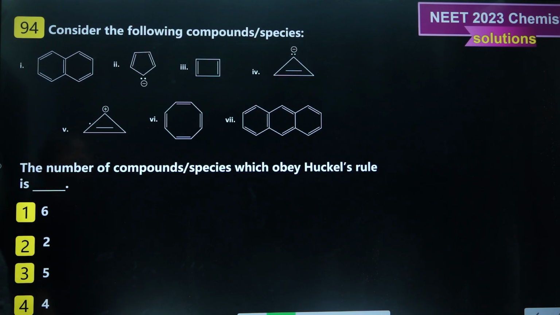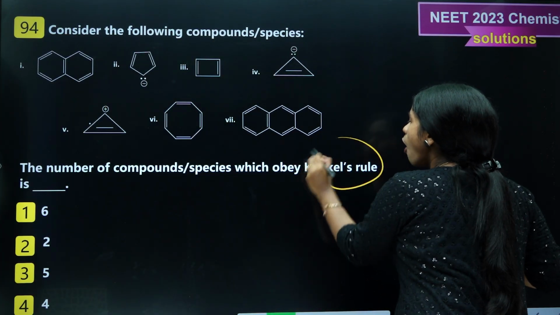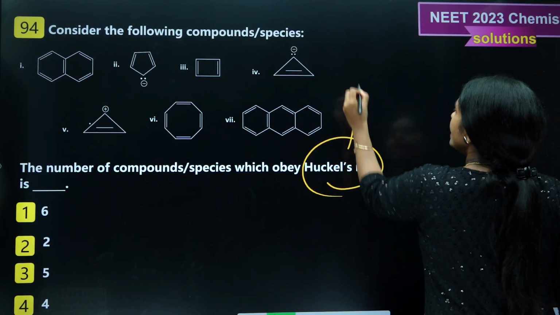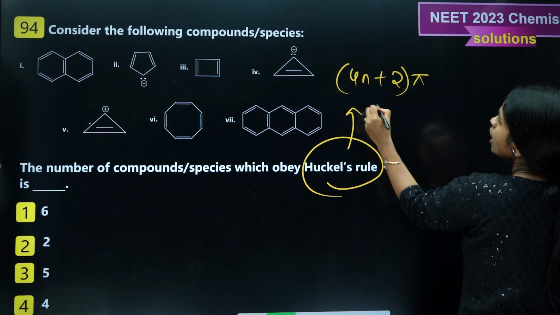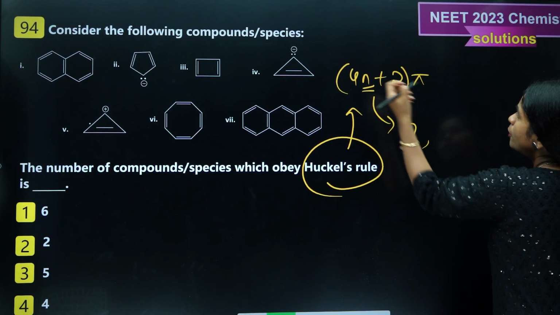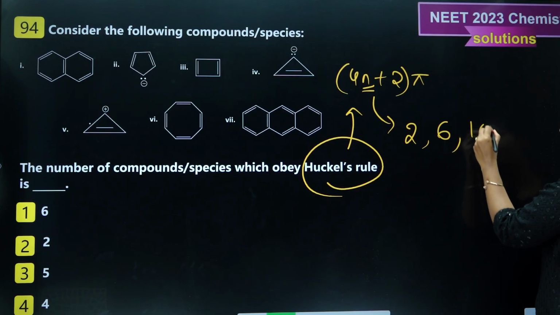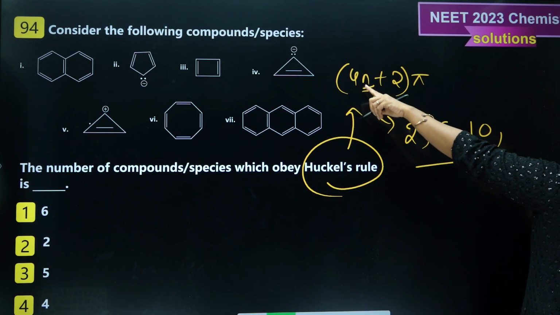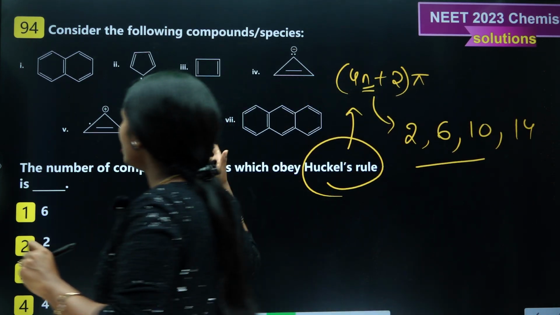See the next question. Consider the following compounds, and they are asking us how many of them are obeying Huckel's rule. So Huckel's rule is 4n plus 2 pi electrons. So here if you put 0, then you get a 2. If you put 1, you get a 6 total value. If you put 2, you will be getting 10. 2, 6, 10, and if you put 3, then 14. So if these electrons are there, it is following Huckel's rule.